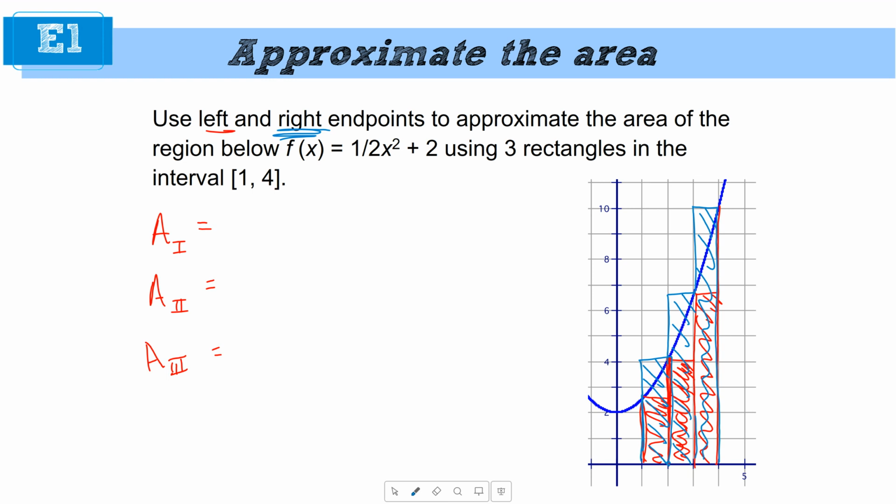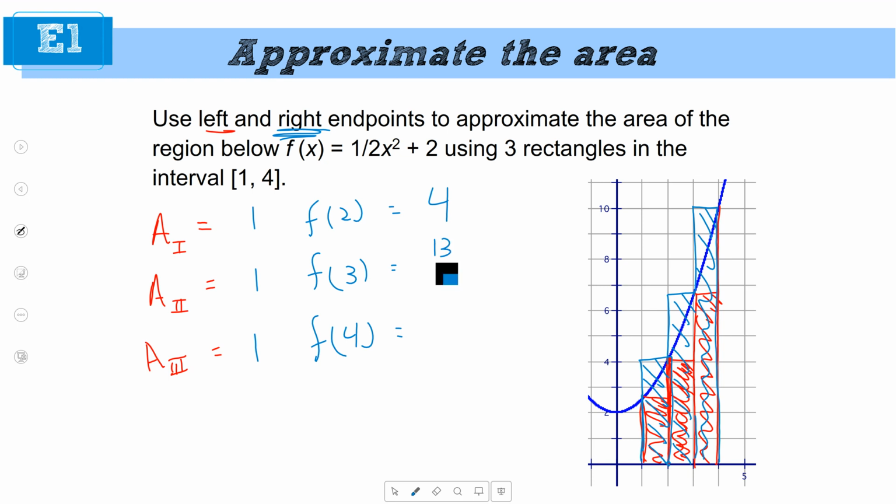Okay, first area still has a width of 1. These all still have a width of 1. To find the area of that first rectangle, I'm actually going up f of 2. Maybe I shouldn't erase those values. The other one is f of 3, and the last one is f of 4. You should have them. What was this f of 2 one? Was that the one that was 4? Yes. Okay, and then f of 3 was 13 halves? Yes. And then f of 4, 16 times a half is 8 plus 2.